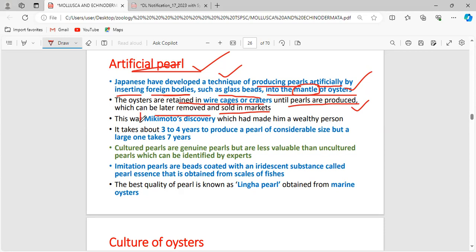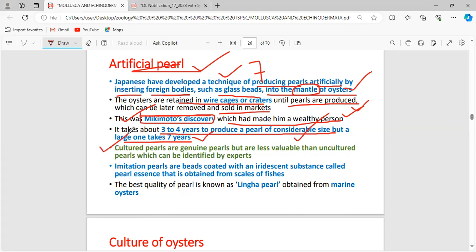This was Mikimoto's discovery, which made him a wealthy person. It takes about 3 to 4 years to produce a pearl of considerable size, but a large one takes 7 years. Only after 7 years can we get a pearl to its maximum size. If we harvest between 3 to 4 years, it is only a medium, considerable size.